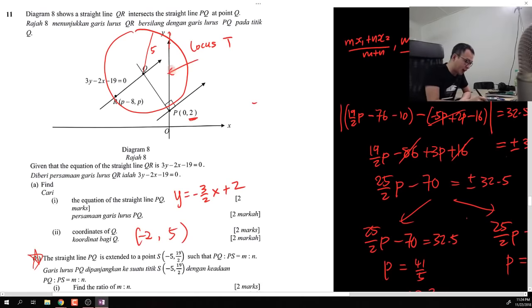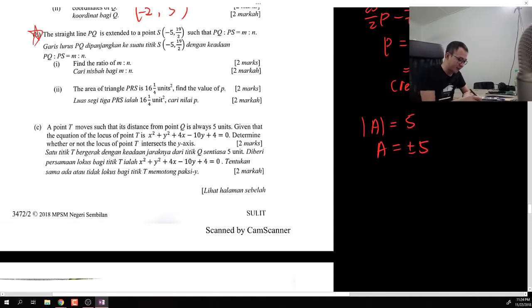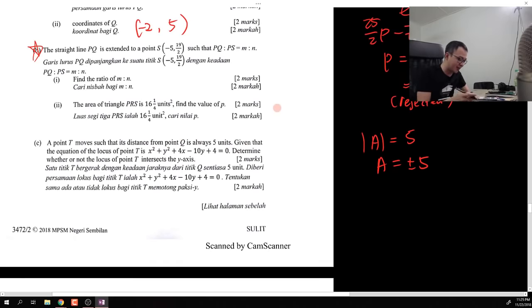We know the y-axis has another mathematical name, the equation name for the y-axis. It is x equals 0. This line is called x equals 0. So what I will do over here is, because it intersects with the y-axis, x must equal 0. So if x equals 0, this one becomes 0, this one becomes 0. I have y squared minus 10y plus 4 equals 0.